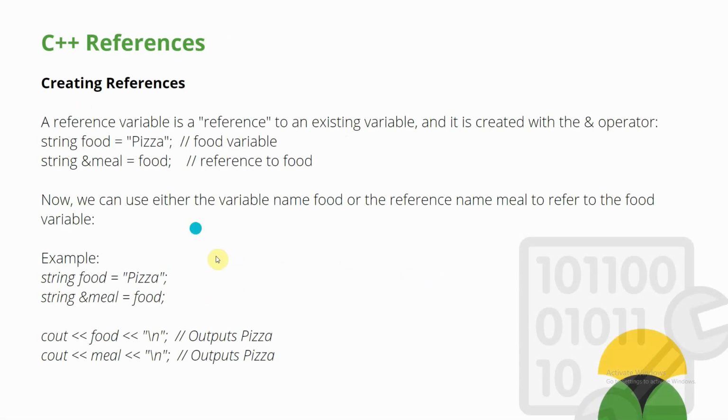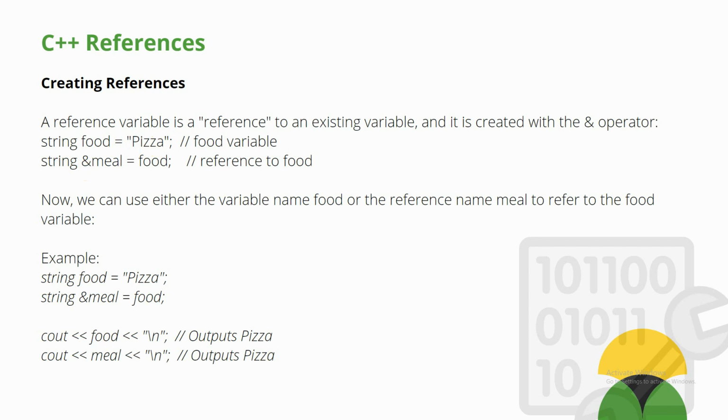Now for the reference, you can also use this as a sort of reference variable to an existing variable, and it is created by using the & operator. So in this example, string food is pizza. The variable is food, and the input string is pizza, and you would add this command: string &meal equals food.